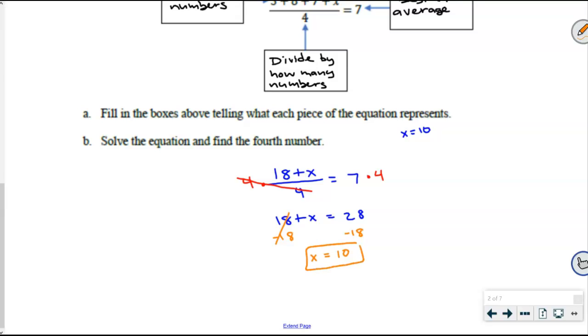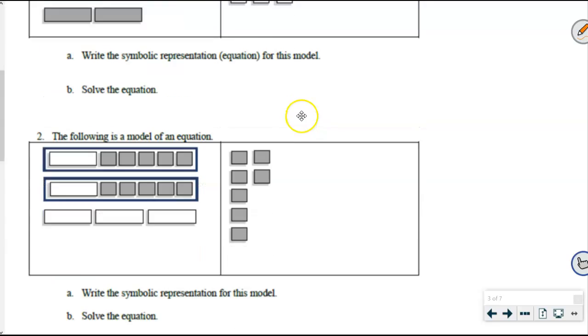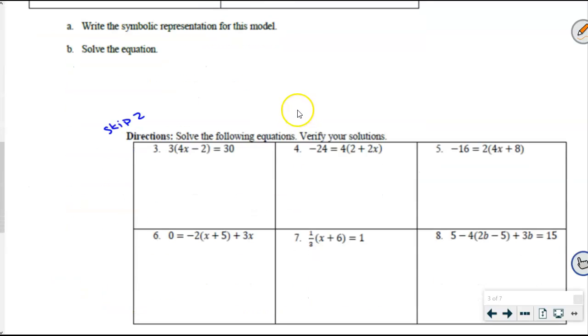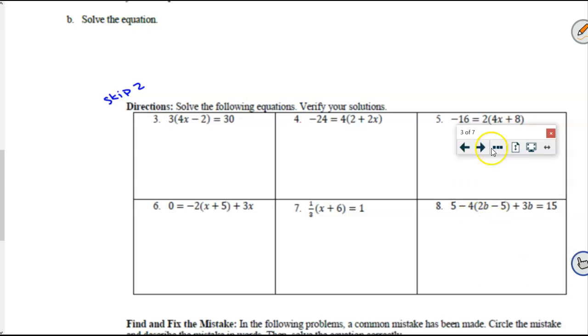Yes, there's a comment. Now that we have completed that problem, let's return to that homework section. I did assign problems 1 and 2. Problems 3 through 8, I let you skip 2. I'm still going to let you skip 2.